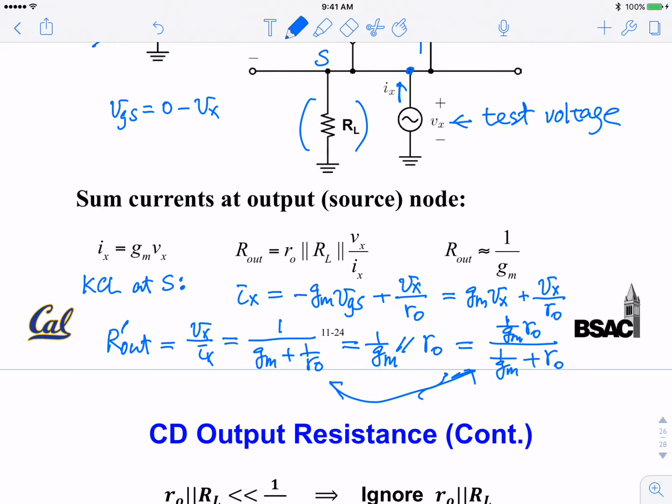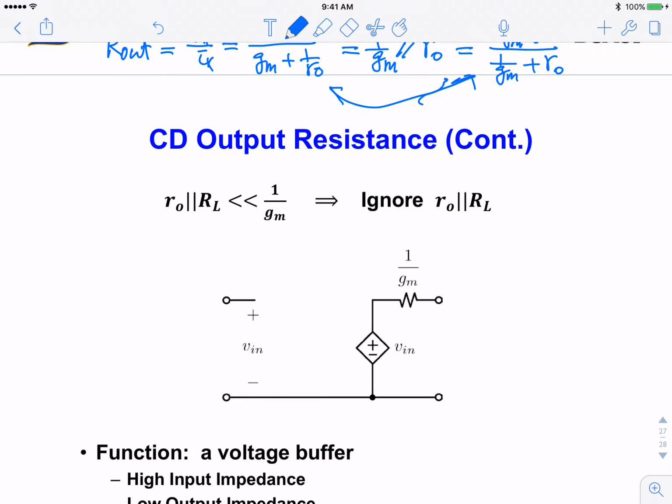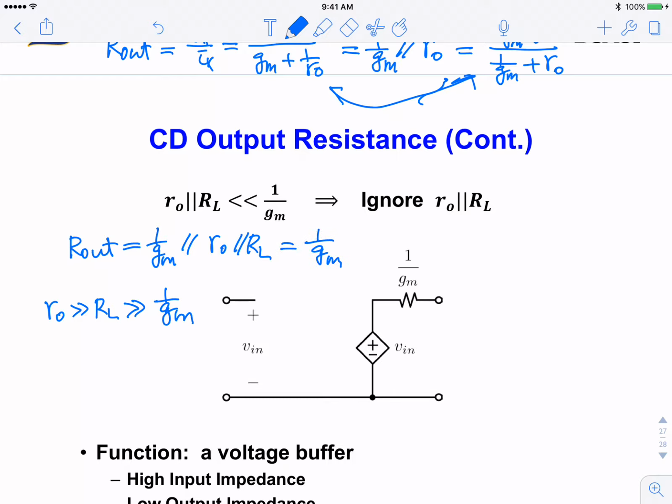If we consider RL, the total output resistance, Rout, will be 1 over gm in parallel with R0 in parallel with RL. As we argued before, R0 is typically much greater than RL, and both are typically much greater than 1 over gm. When they are in parallel, it's equal to the smallest resistance, so it's basically 1 over gm. So we found the output resistance.